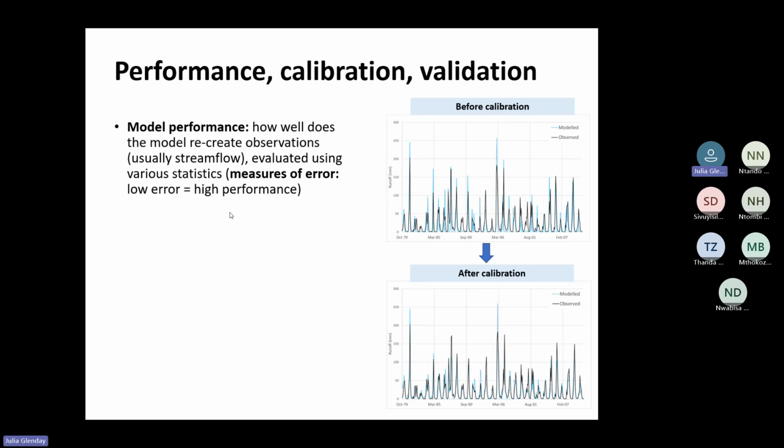So when I say model performance, what I'm talking about is how well does the model recreate observations? Usually streamflow, but if we have observations of water quality, soil moisture or groundwater levels, the more the better, really. And then using various statistics, which are measures of error. So when I say performance, it's kind of the inverse of error. If the error is low against the observed, then we say it has higher performance, and we evaluate that with various statistics.